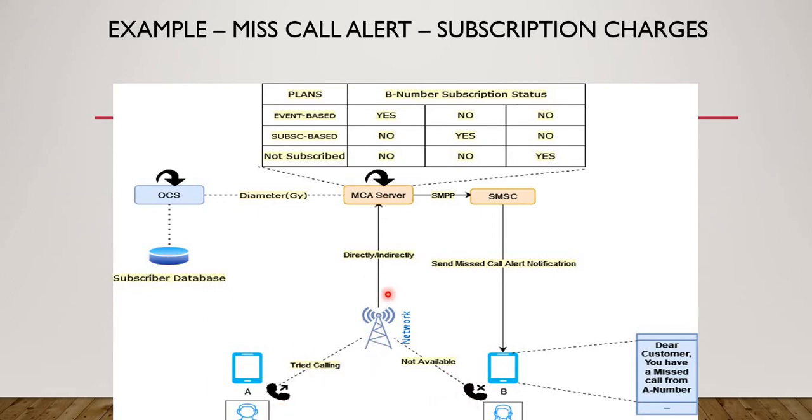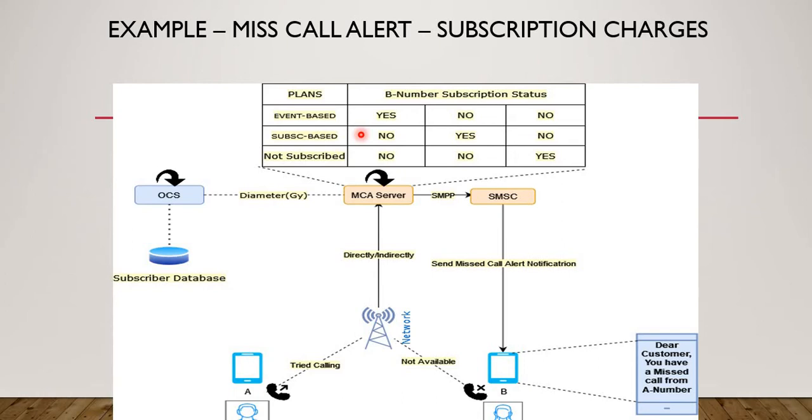And from there itself, when A is trying to call B, or any other number is trying to call B, then the MCA server will receive these details from the network, and MCA will check the subscription plan. Since the subscriber is on a subscription based plan, there is no need to send a further diameter request for charging per SMS, because all SMS are free, because he subscribed to a subscription based plan. In that case, it will send the request to SMSC and keep sending the SMSs every time until the subscription is expired or fully consumed.